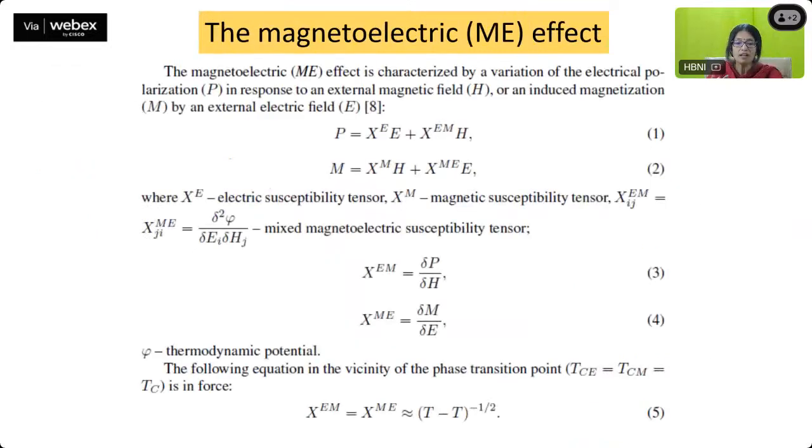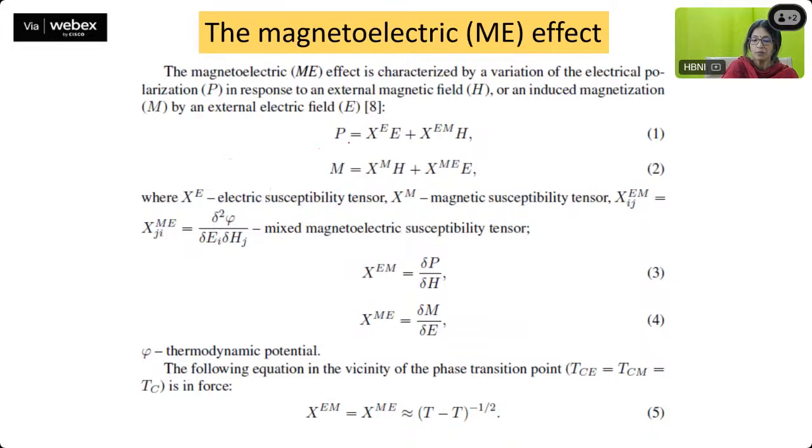Now we'll talk about another effect, which is known as the magnetoelectric effect. What is the magnetoelectric effect? It is characterized by a variation, as the name suggests, of the electrical polarization in response to an external magnetic field, or an induced magnetization by an external electric field. So you apply a magnetic field and you see a change in the electric field, or vice versa. You change the electric field and you see a change in the magnetic field.